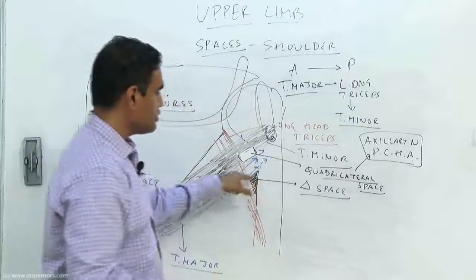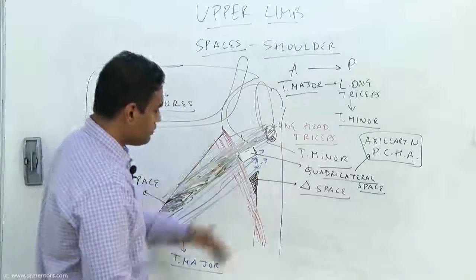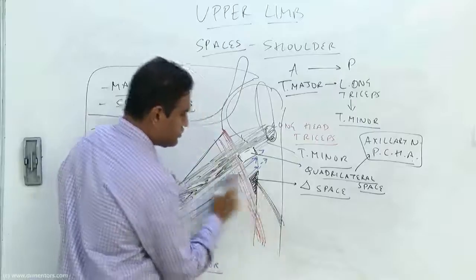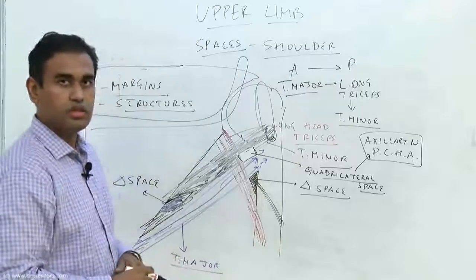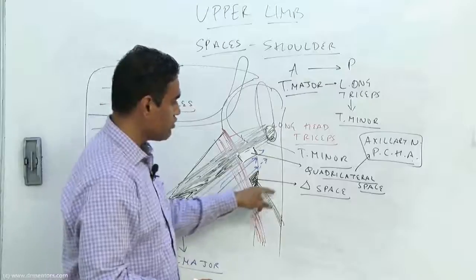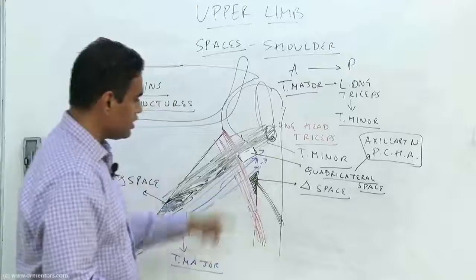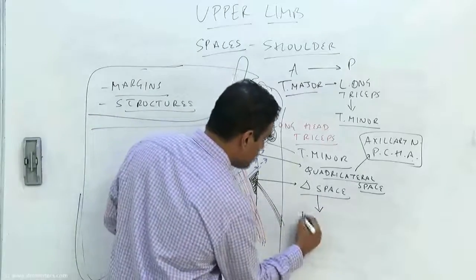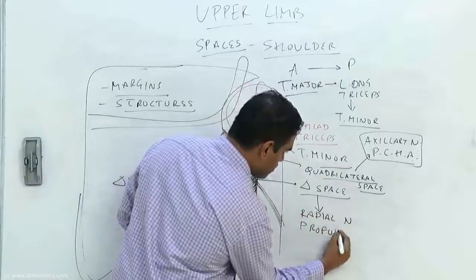This triangular space over here is close to the medial border of humerus. On the posterior, if you remember the humerus, we have the radial or spiral groove. So what lies in this radial or spiral groove? As the name suggests, we have the radial nerve and the profunda brachii vessel. These two structures actually pass through this triangular space and go into the radial or spiral groove. So in this triangular space we have the radial nerve and profunda brachii vessel.